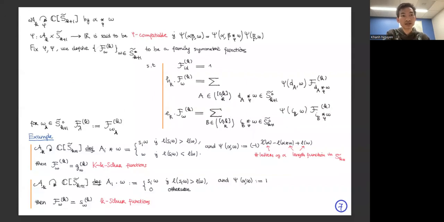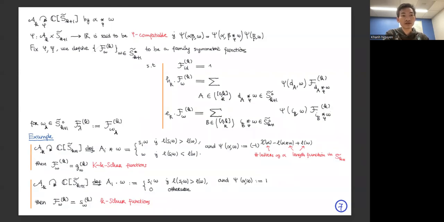Now I suppose that sigma defines an action of the algebra AK on the group ring of the affine symmetric group. And then a function per C from AK times the affine symmetric group to the set of real numbers is said to be phi compatible, if it satisfies this relation.